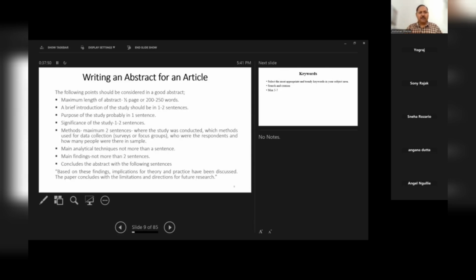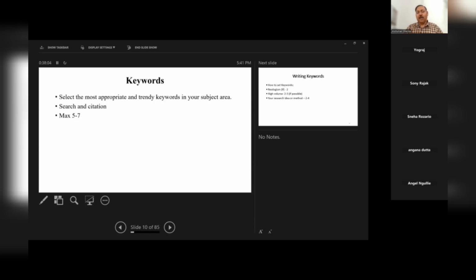Okay, so it says: the purpose in one sentence, significance in one or two sentences, method in two sentences, any technical analysis in one sentence, main findings in two sentences, and you can complete this. After this, the third most important thing, after your title and your abstract, is the keywords.